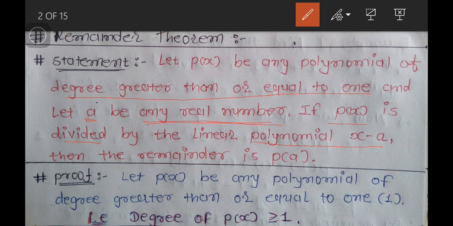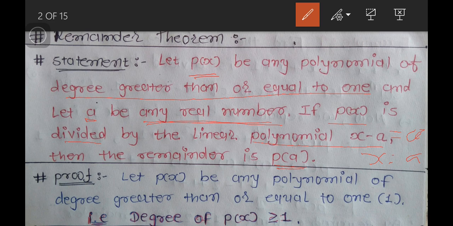Then the remainder is p of a. As we studied before, if we put x minus a equal to 0, then we get x equal to a, and if we put x equal to a in p of x, we get the result p of a. Now we prove this theorem by using the division algorithm.